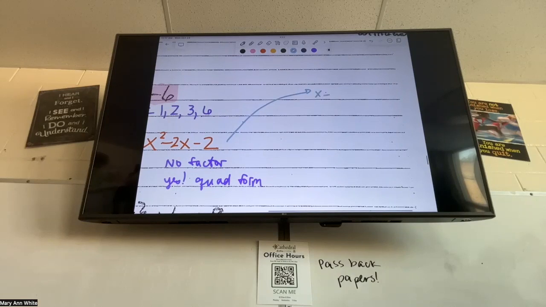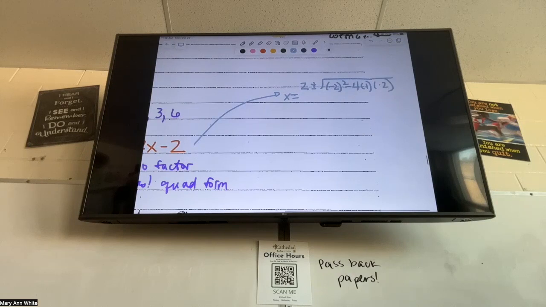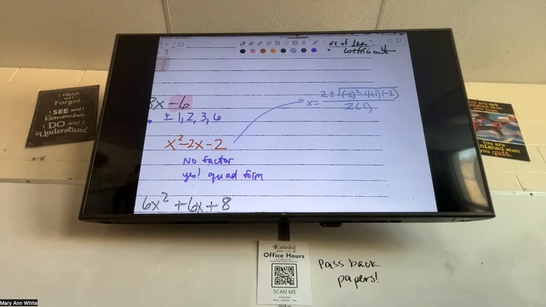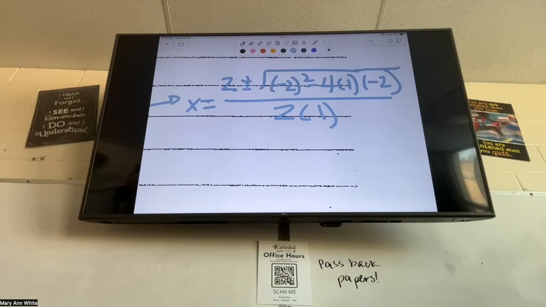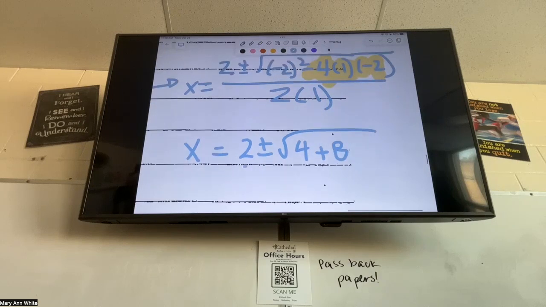So I'll say x equals negative b, so negative 2, plus or minus the square root of b squared minus 4 times a, which is 1, times c, which is negative 2, all over 2 times a. Do that right. All right, then we start simplifying. 2 plus or minus the square root of 4, and then I'm gonna multiply these together. Negative 4 times 1 times negative 2 is gonna be positive 8, all over 2.